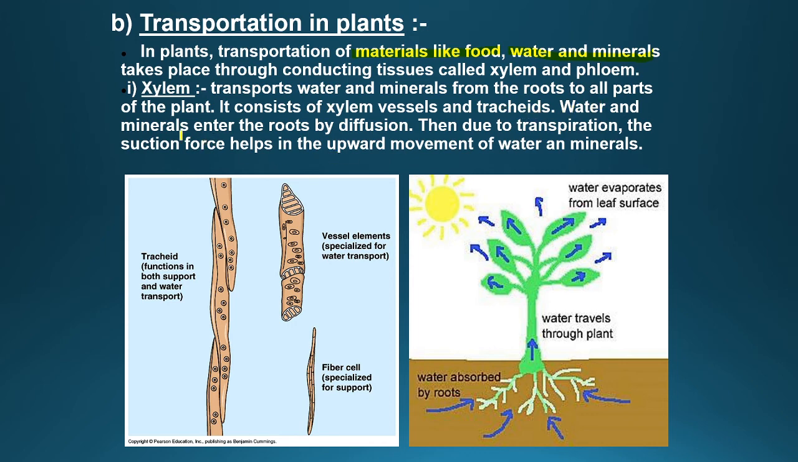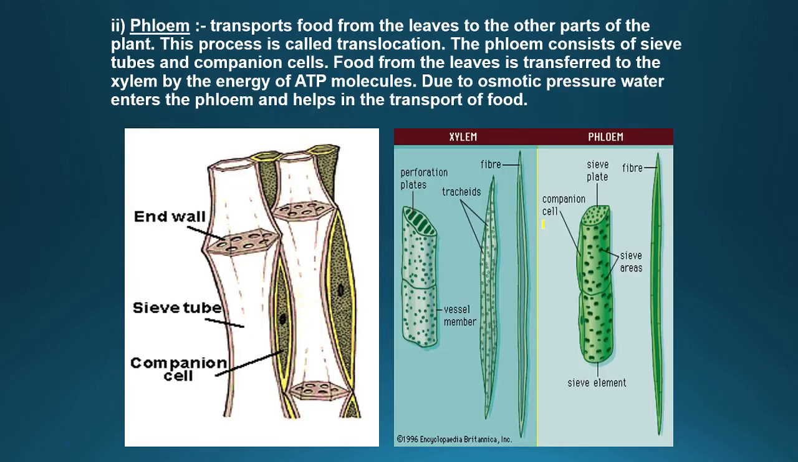The water and the minerals enter the roots by diffusion. You guys know what is diffusion. Then, due to transpiration, the suction force helps the upward movement of water and minerals, because transpiration, as you know, is the evaporation of water. So the suction force of water, extracting from above, helps in the upward movement of water and minerals. So this is the diagram.